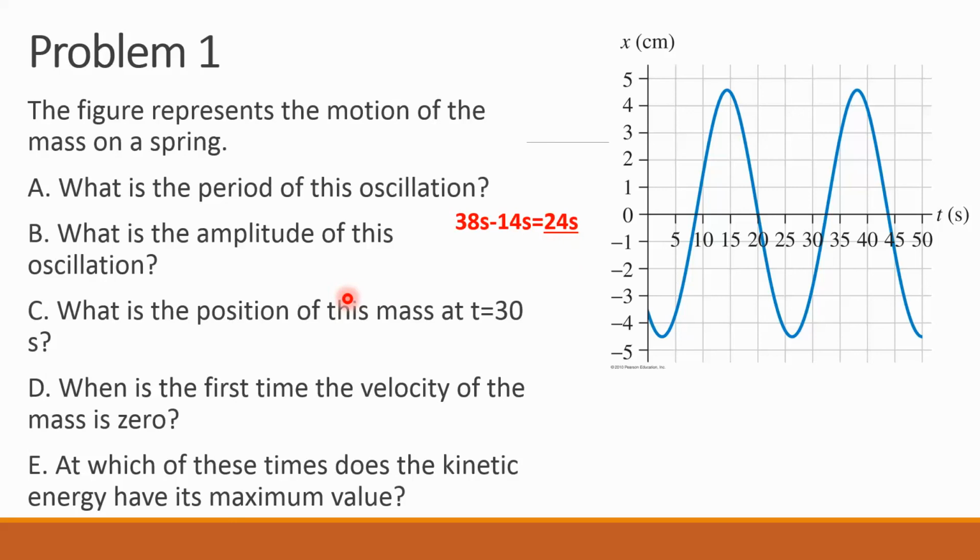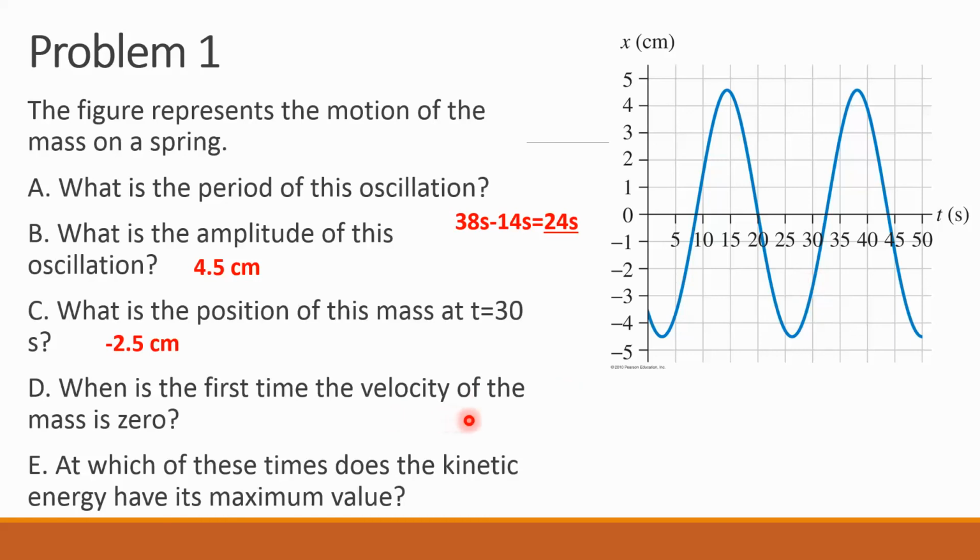Question B, what is the amplitude of this oscillation? So amplitude is its greatest displacement from zero. So our amplitude will be the height of this graph, which is about 4.5 centimeters. Part C, what is the position of this mass at 30 seconds? So we go to time 30 seconds, and the position is down about negative 2.5 centimeters.